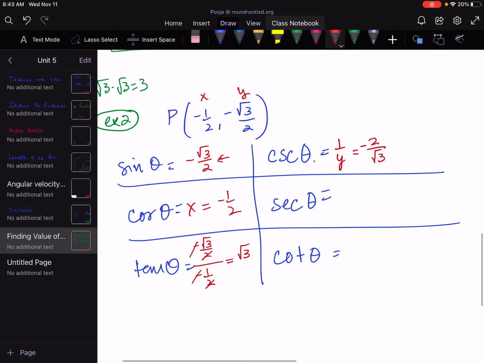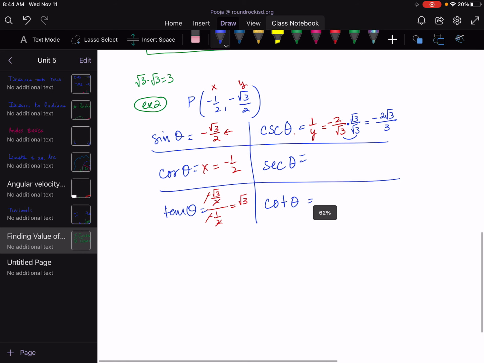Don't forget the negative. The negative doesn't get dropped. Now the only little issue here is that we have a radical in the denominator, so I'm going to take care of that by multiplying by that same radical. Root 3 times root 3 is simply 3.